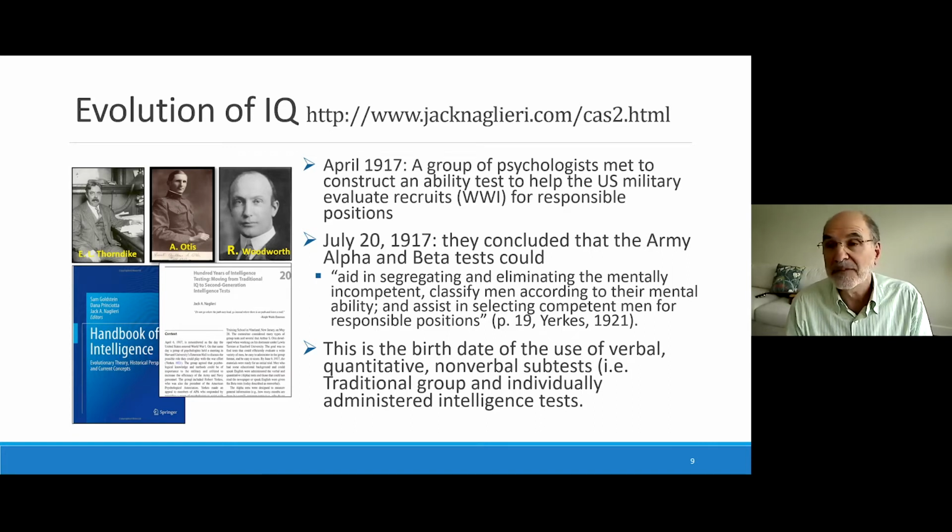It's free, it's a PDF, and you can look at all the stuff I'm going to show you here. But in the development of those tests that were used in World War I, think about that. They had what they call the Army Alpha and the Army Beta. And those tests were developed, tried out, and deemed appropriate for use in aid in segregating and eliminating the mentally incompetent, classifying men according to their mental ability, and assist in selecting competent men for responsible positions. That was the conclusion in 1917.